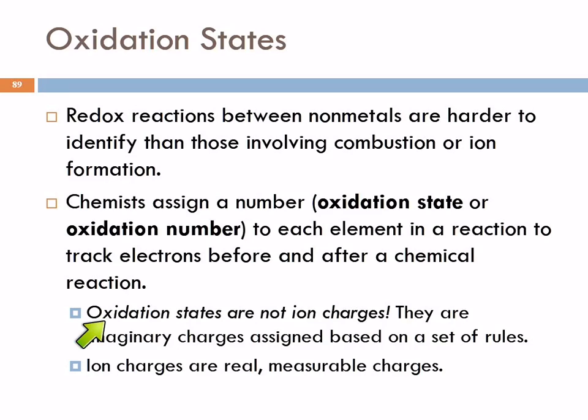So note this statement. Oxidation states are not ion charges. They're imaginary charges assigned based on a set of rules. Ion charges are real and measurable. Oxidation states are not real. They are not measurable. They're just a trick to help us figure out what's going on. What really gets confusing is that many times the oxidation state is the same number as the ion charge. And so that's why people get them confused.